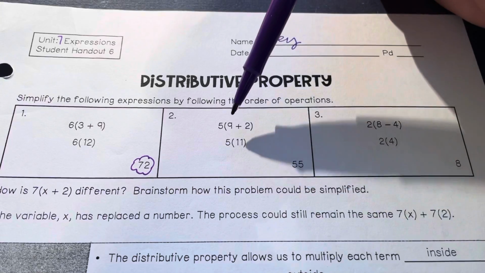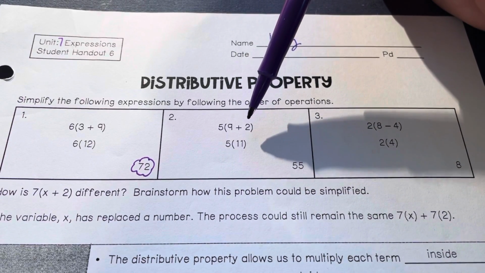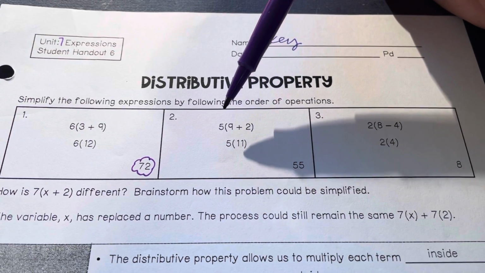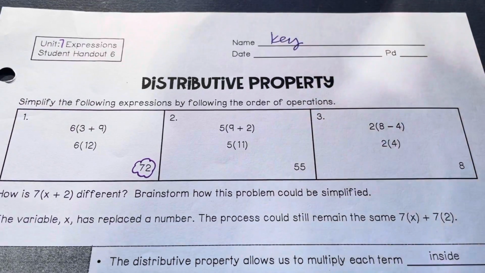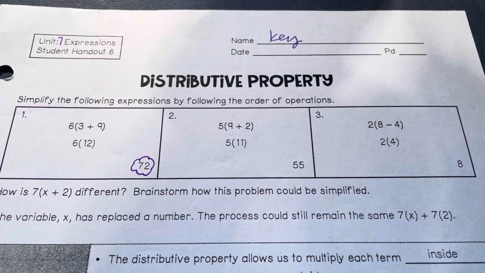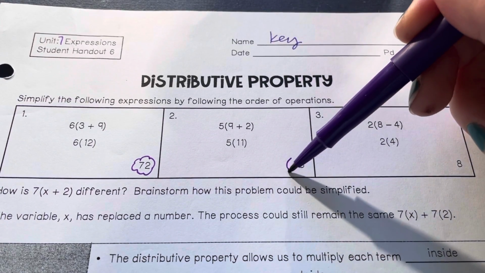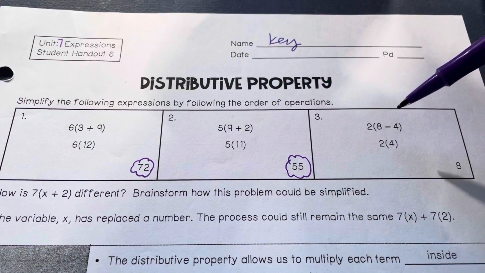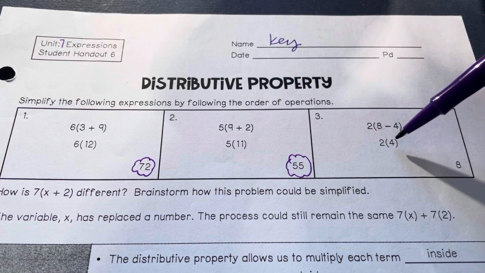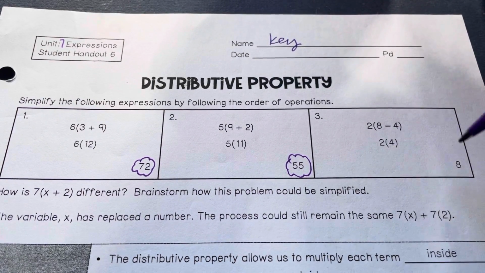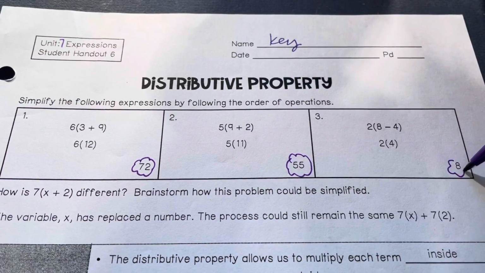For number 2, we have 9 plus 2 inside parentheses, so we will simplify that first. 9 plus 2 is 11, and 5 times 11 is 55. For number 3, sorry, I forgot to circle that. For number 3, we again have parentheses, so 8 minus 4 is 4, and then 2 times 4 is 8. All right, so here is our 8.